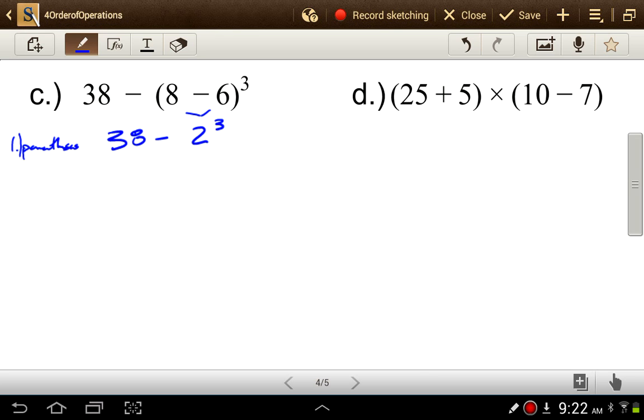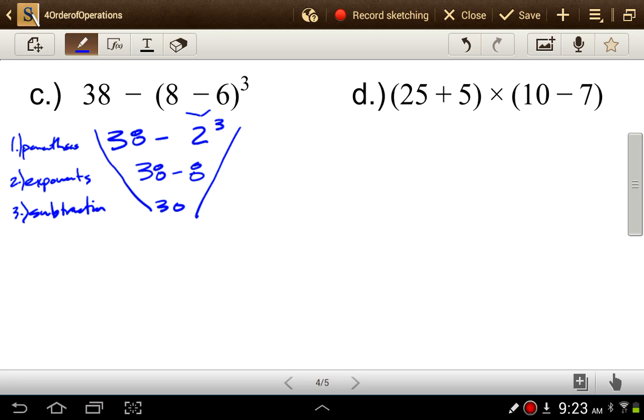Alright, now step 2, I have subtraction and I have exponents, so the exponents is next. So I'm going to rewrite the 38 minus 2 to the third power is 8. You should start to get to know that by now. So my second step was exponents. And then my last step is my leftover subtraction, so that is 38 minus 8, which is 30. And so my subtraction was last. So those are my 3 steps, and notice my work filters down like a triangle to my final answer.